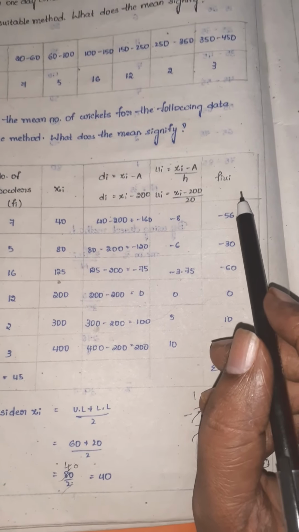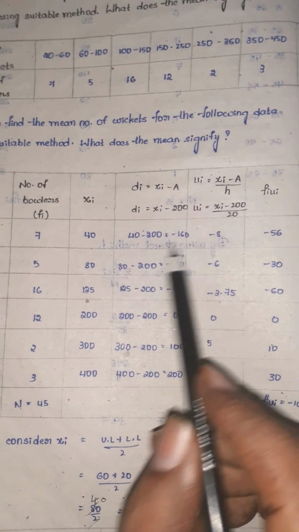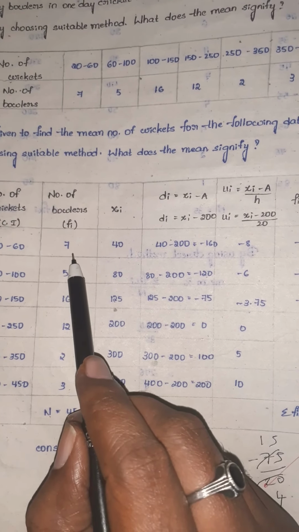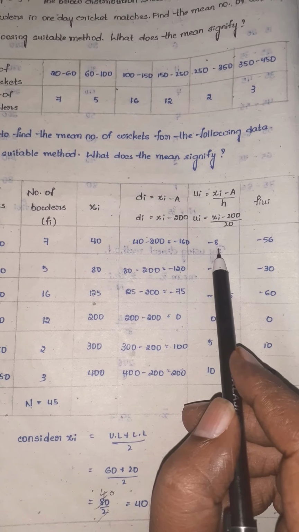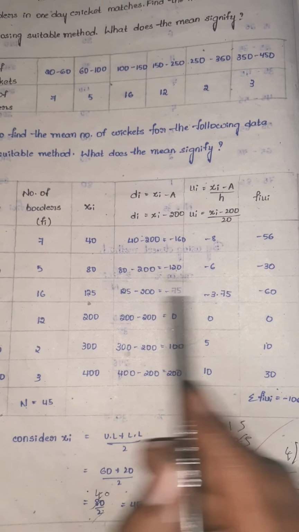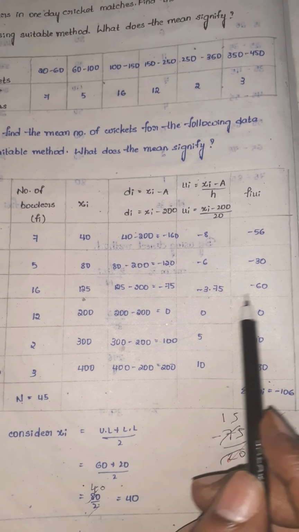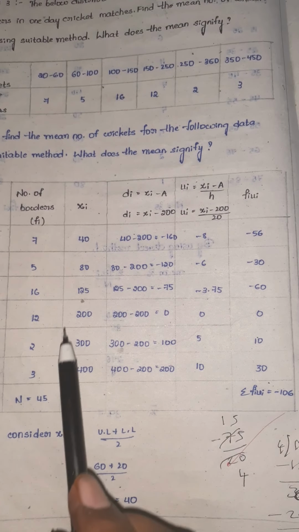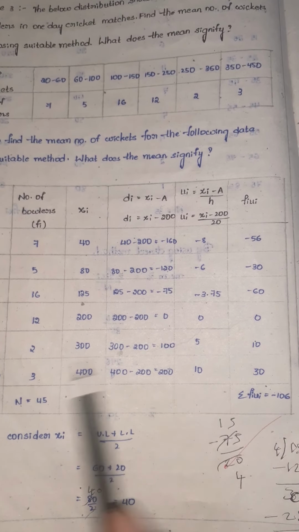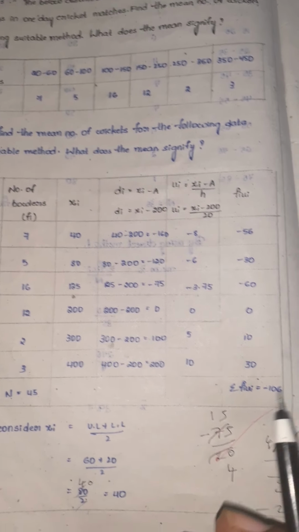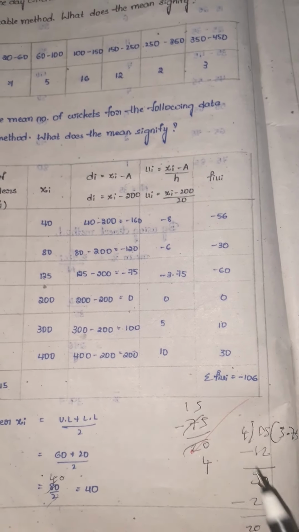Next you have to calculate fi ui according to the step deviation method. So fi here: 7 into minus 8. Plus into minus is minus, 7 8s are 56. Next, 5 into minus 6 is minus 30. 16 into minus 3.75 is minus 60. Next, 12 into 0 is 0. 2 into 5 is how much? 10. 3 into 10 is 30. So here plus 30 and minus 30 cancel.